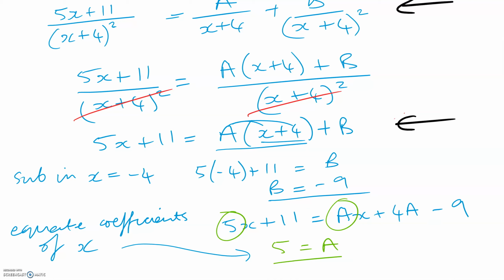Okay, so the answer to the question is 5 over x plus 4 minus 9 over x plus 4 all squared.